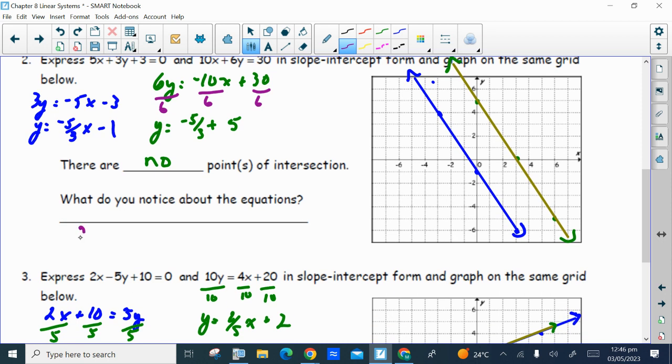So the third scenario, again, if we stack them and make sure that the terms are in the same order. So I got the 4x. If I move the 10y over to the right for this second equation, it'll be minus 10y. And then plus 20 equals 0.